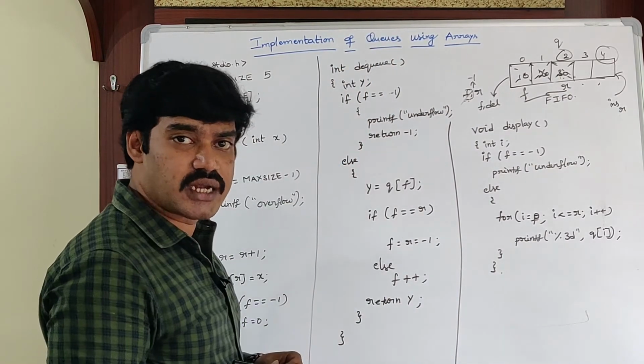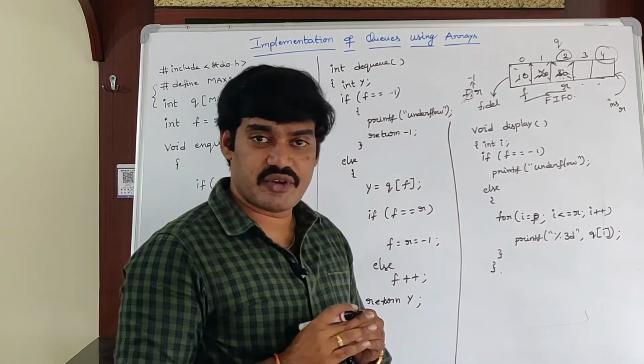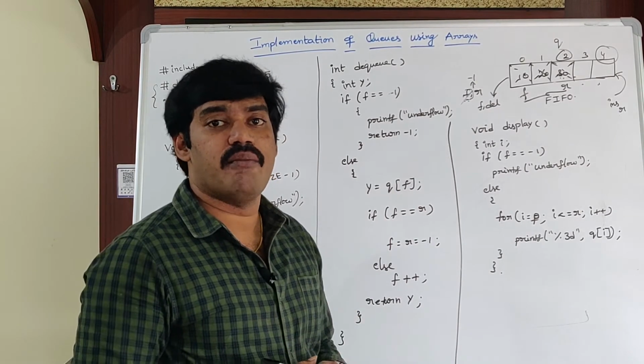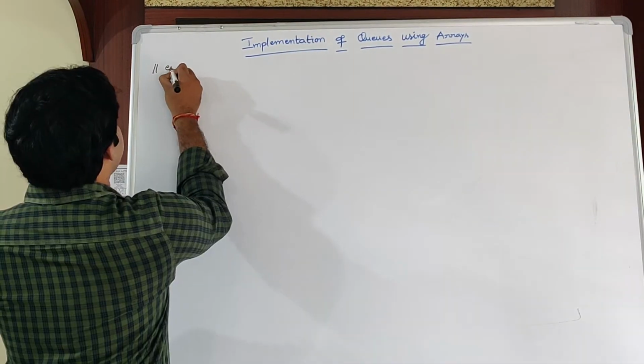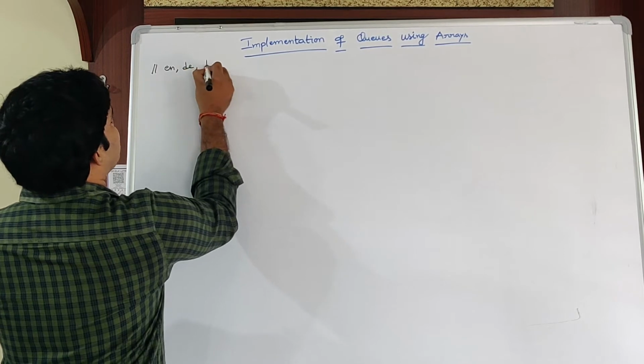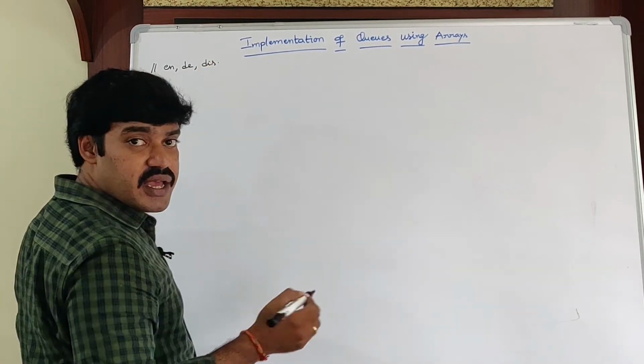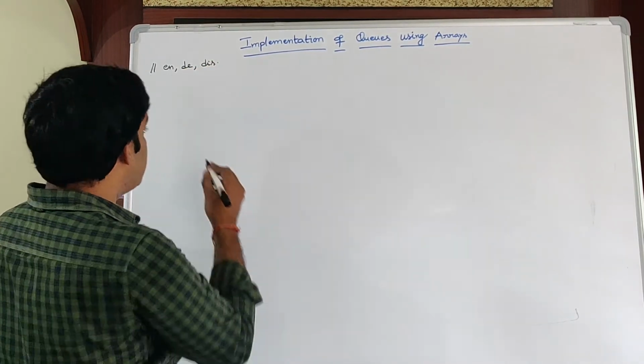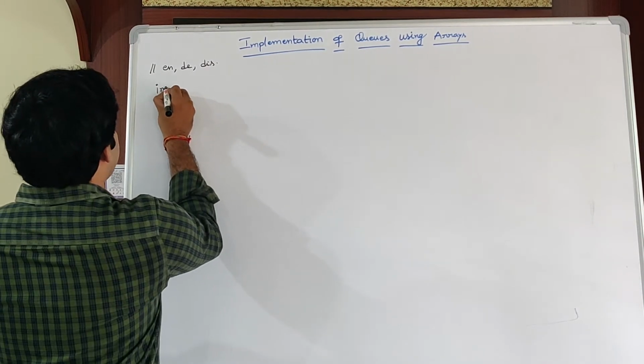DQ function definition is also over. Display function definition is also over. Next, write the main function after the NQ, DQ as well as display function definitions. Next, write the definition of main. What is the technical way to write the main function?